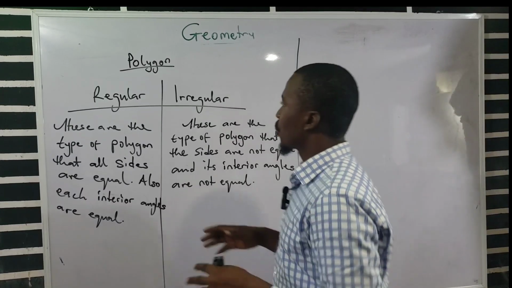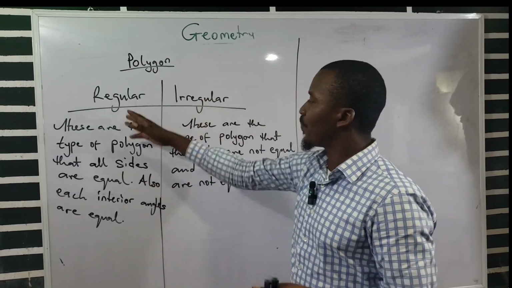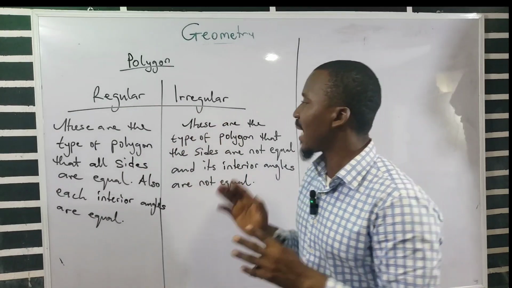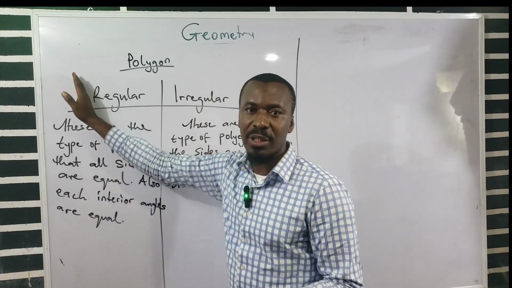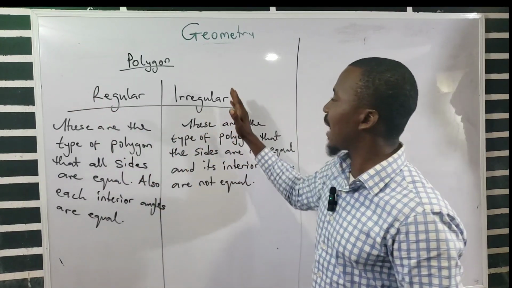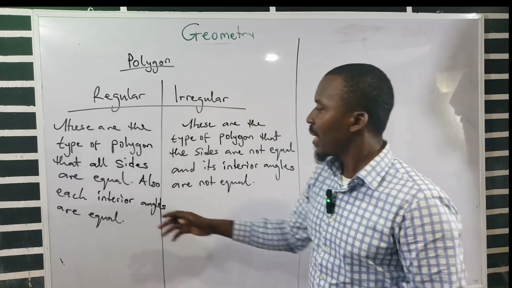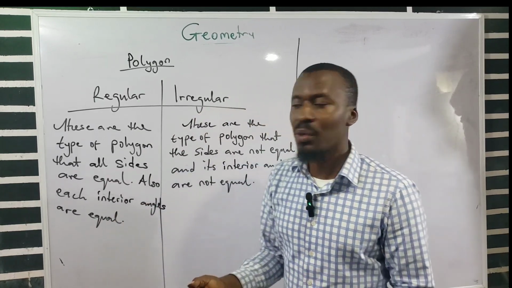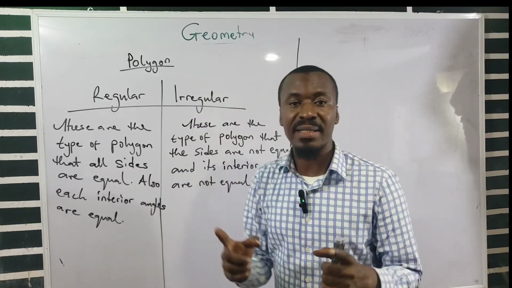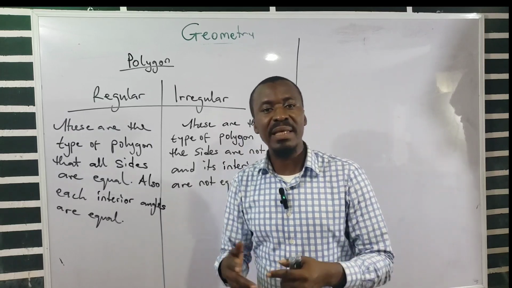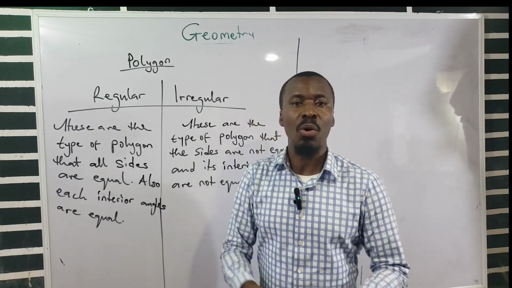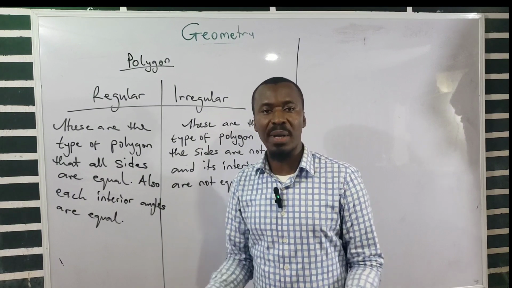Okay, so we have two basic types of polygon. Either a polygon is a regular polygon or the polygon is an irregular polygon. A regular polygon, how will you know a regular polygon? The sides will be equal and each interior angle will also be equal to one another.